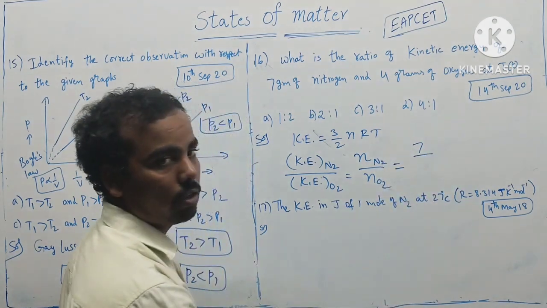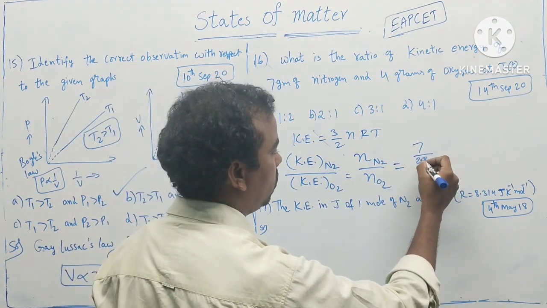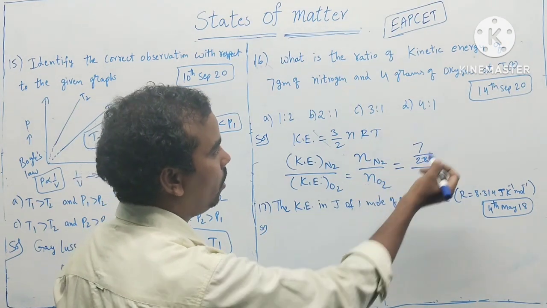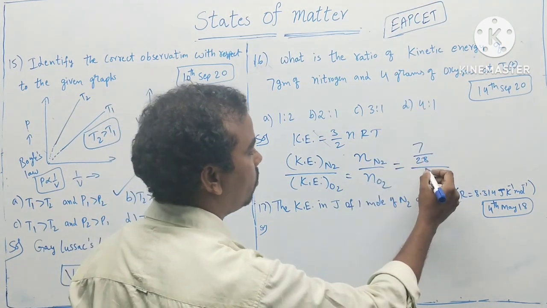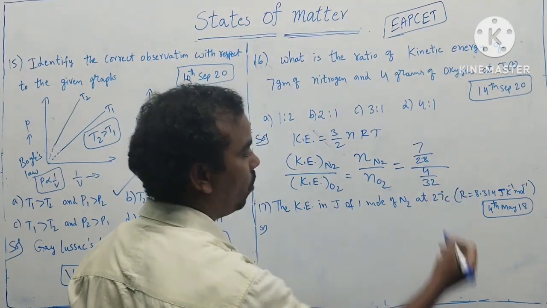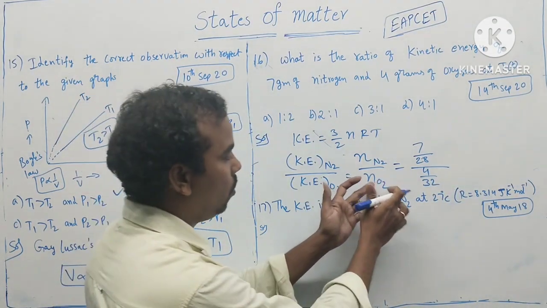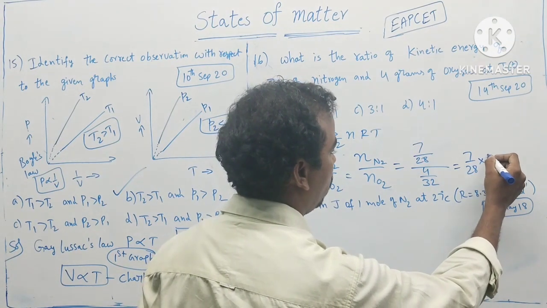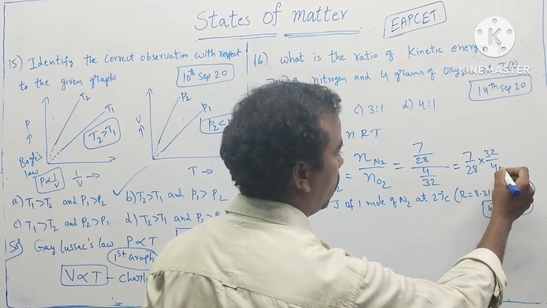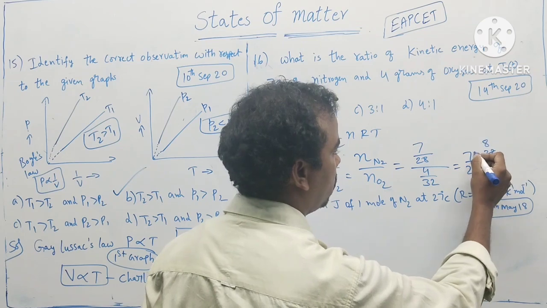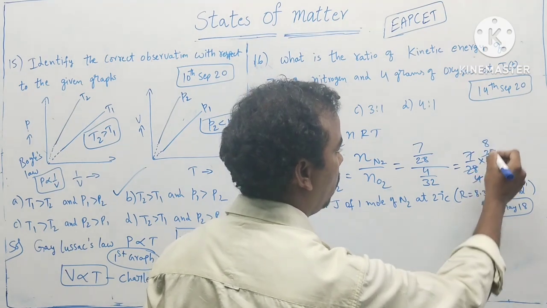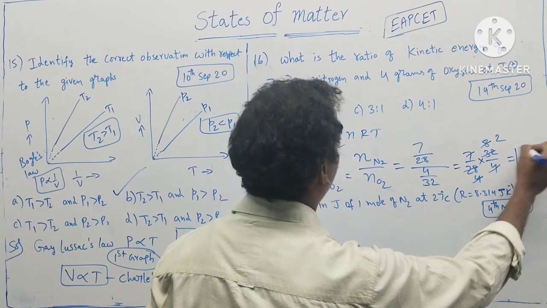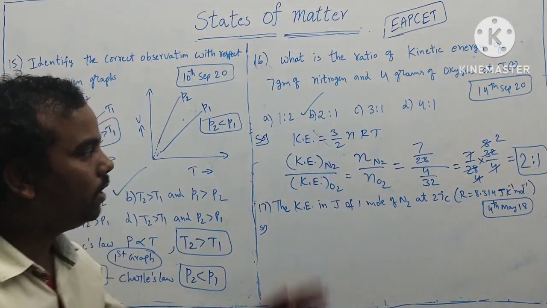For nitrogen, 7 by gram molecular weight 28. Number of moles of O2 is weight of O2, 4 grams, by gram molecular weight of O2, which is 32, since each oxygen is 16 and there are 2 oxygens. So that is 7 by 28 into 32 by 4. 4 in 32 is 8 times, 7 in 28 is 4 times, 4 in 8 is 2 times. So that equals 2. The answer is 2 is to 1, so option B. Very easy.